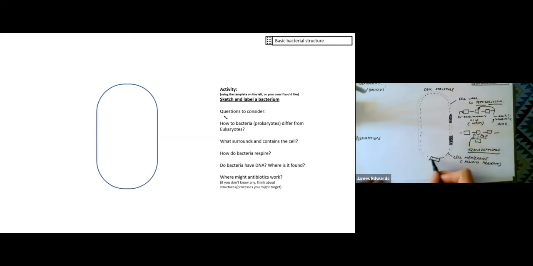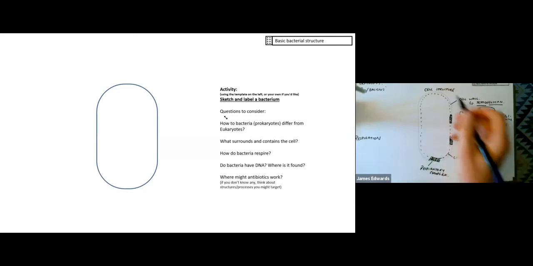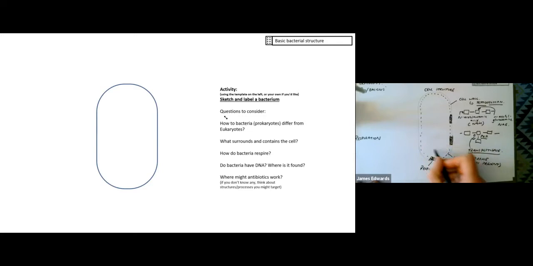And I'll just draw a few boxes. These boxes represent an enormous molecular machine embedded within the cell wall, but I'll just put down here respiratory complex. So we've got a cell wall, we've got a cell membrane. What else? In addition, we'll have a chromosome. I'm going to draw this as a squiggly line radiating out from a central point.